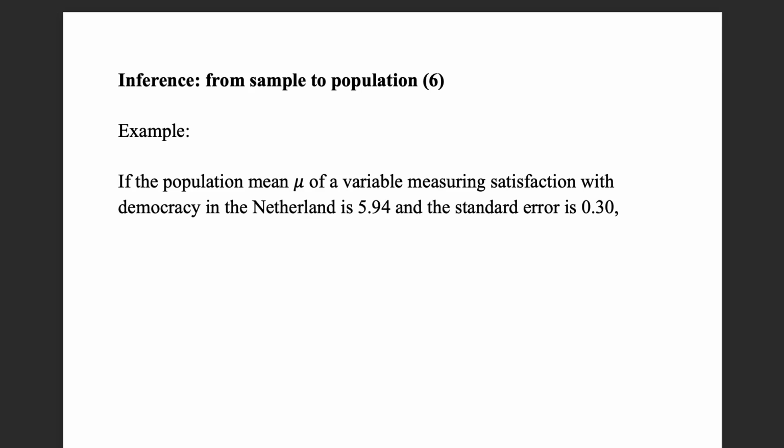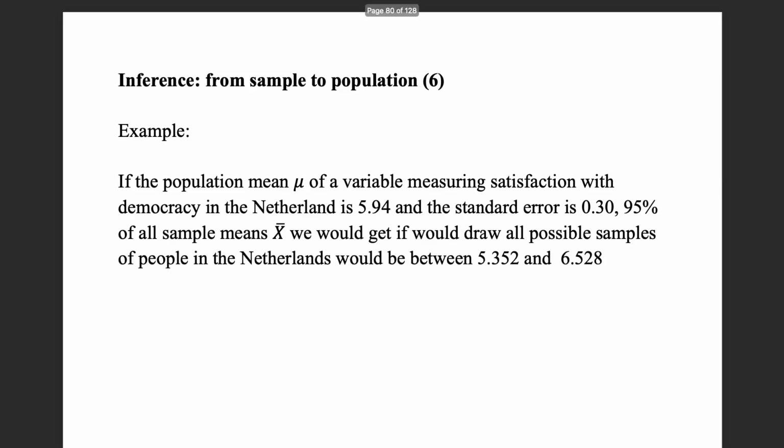So if I know this, then I also know what would happen if I would start drawing all potential samples of a given sample size from people in the Netherlands. Because I would know that of the sample means of all possible samples that I could draw, 95% of those sample means would be within the range 5.352 to 6.528. So 95% of all the potential samples would give me a sample mean that's somewhere within that range.